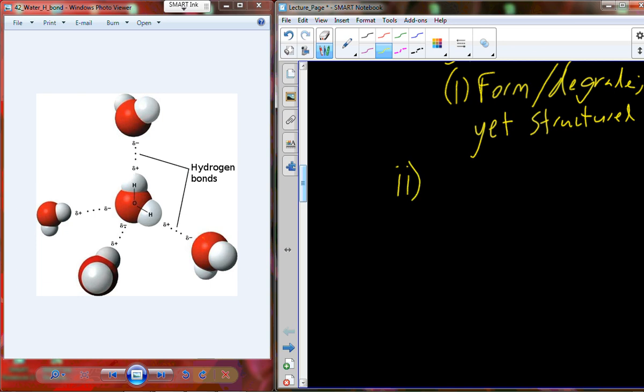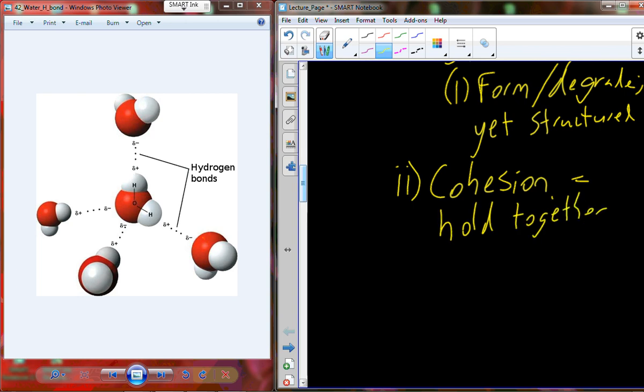One, it creates the ability for water molecules to hold together. We call that cohesion. Literally, these molecules of water are held relatively close together because of forming and degrading hydrogen bonds constantly appearing. Cohesion: you go out to the water fountain today and press it, you get that nice cylindrical stream, right? If we didn't have hydrogen bonds, you'd go out there and it would just spread all over the place. It wouldn't hold together at all. It would just completely drench. Instead, you get this nice stream that is basically the shape of the nozzle, right?